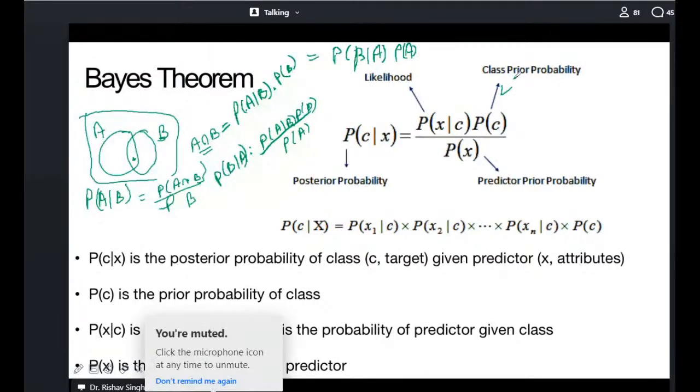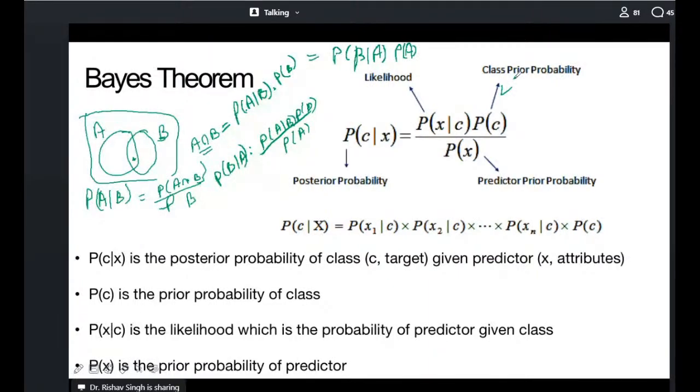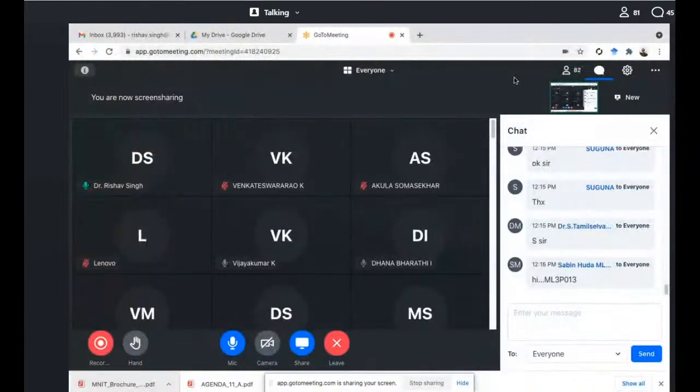Any other doubt? Guys, any other doubt? Is it clear? So I'm just talking about it in terms of probability. It's a Venn diagram that we have seen earlier. So this is what Bayes' theorem is. Same way, if I try to expand this, let me put it this way.